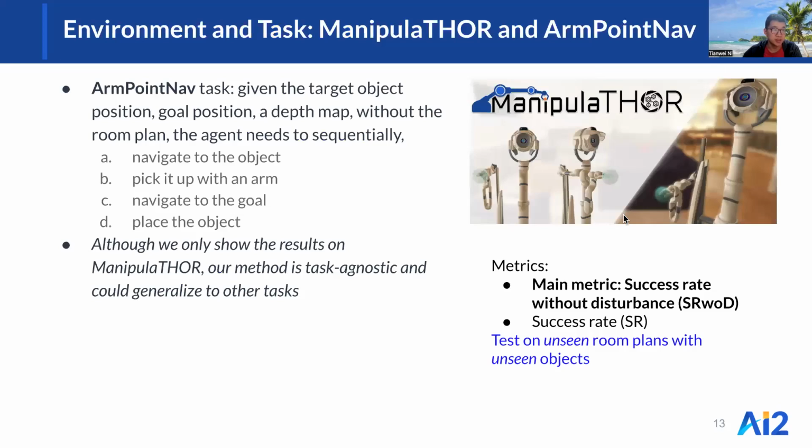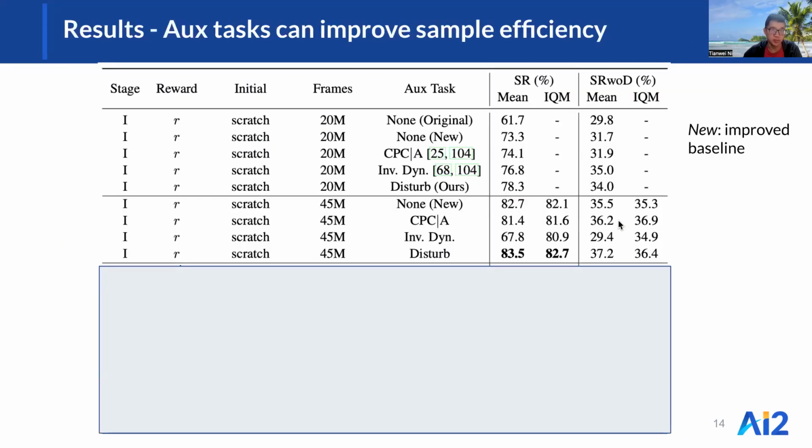We conduct experiments on the ArmPointNav task in the ManipulaTHOR simulator. In this task, the agent is given the object position, the goal position, and a depth map to sequentially perform the mobile manipulation. Our method is task agnostic, which means it can also generalize to other tasks. We report our method on the main metric, the success rate without disturbance, and also the success rate. All the results are on unseen room plans with unseen objects for generalization purposes.